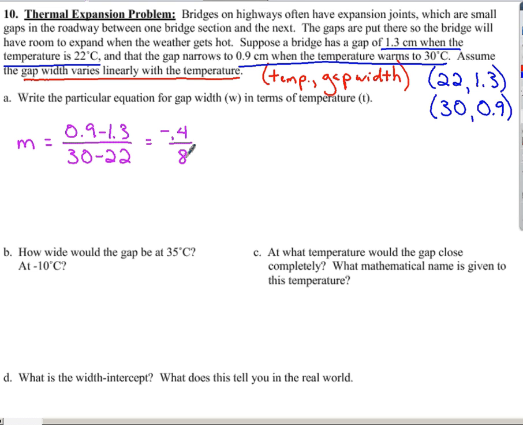Or if you use a little decimal point trick here, this is holding the tenths place, right? So if you multiply numerator and denominator by 10, that clears the decimal from the top. Got 80 on the bottom now. If you reduce, the slope is going to be negative 1/20.